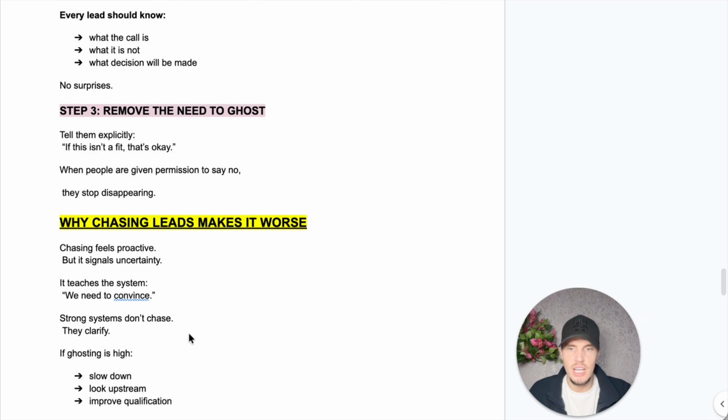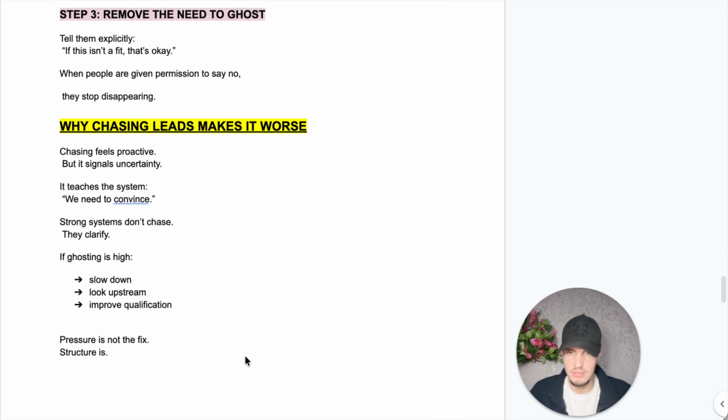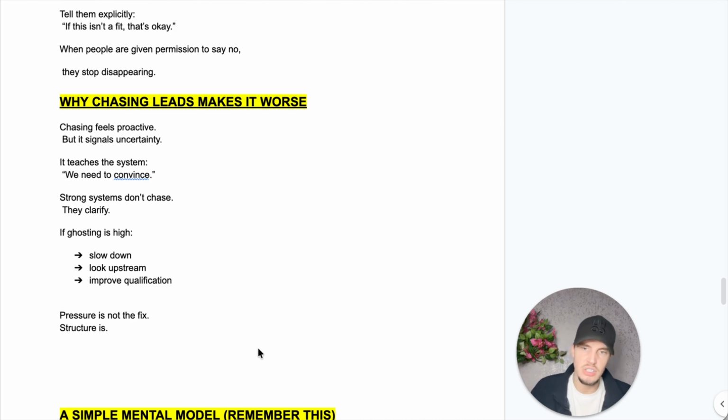Strong systems don't chase, they clarify. If ghosting is high, slow down, look upstream, and improve the actual qualification process itself. Pressure is not the actual fix, structure is. Because it usually comes down to your structures, because how people move through your funnels, through your systems, through your business is the way they actually engage with your business. And if there is not a good way for them to move through and you don't have a clear structure and clear guidance, they're more likely to go the other way.